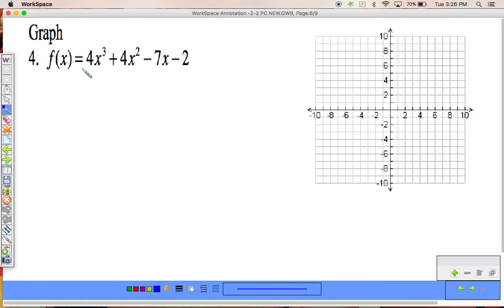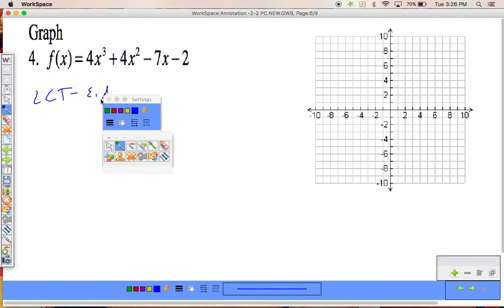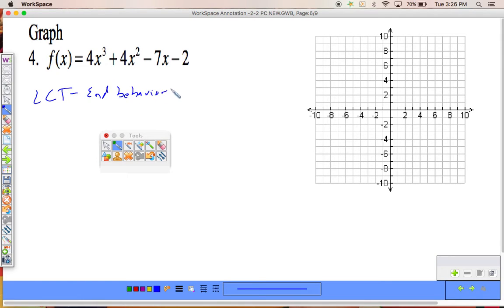All right, so when we do this, we're going to use the leading coefficient test, which is going to tell us our end behavior. We're going to find y-intercepts. We're going to find x-intercepts. We're going to find relative mins and maxes and additional points.